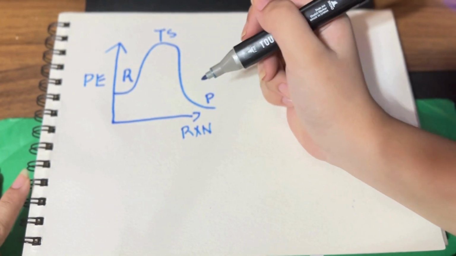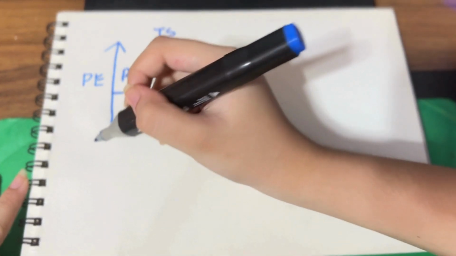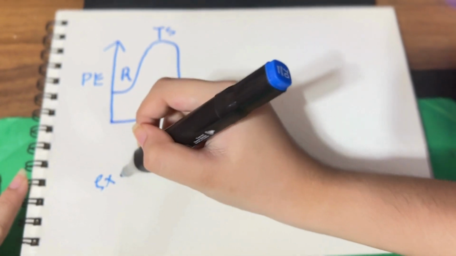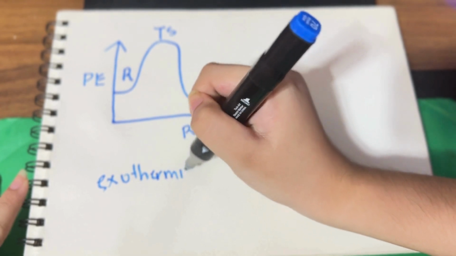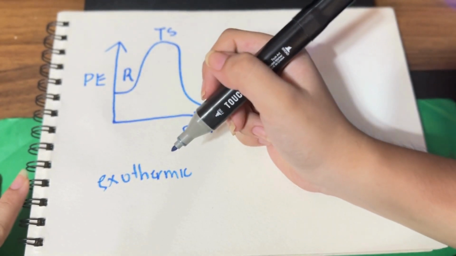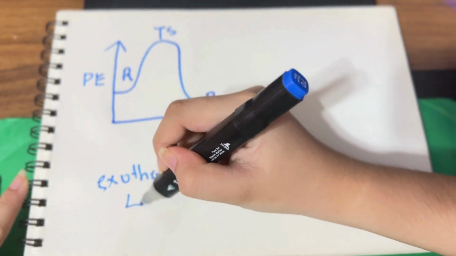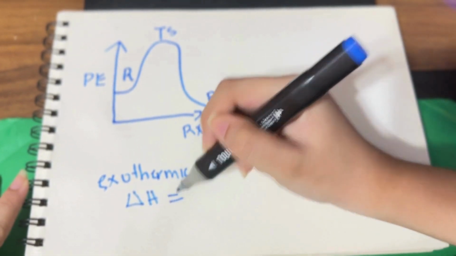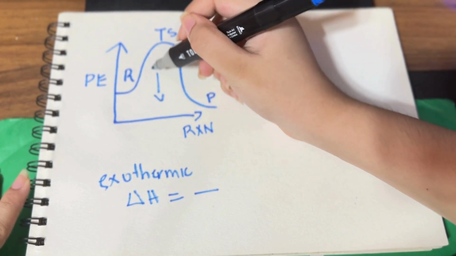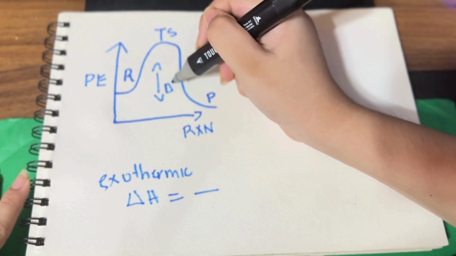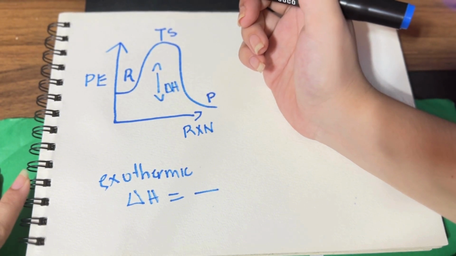So notice that the products have less energy than the reactants. Whenever you see that, this reaction is considered to be an exothermic reaction. Exo means like outside. Exothermic means that heat is released out of the system into the surroundings. So whenever heat is released, the enthalpy of the reaction is negative. As you can see, the enthalpy change is the difference between the potential energy of the products and the reactants. So it's products minus reactants, and because the products have less energy than the reactants, we're going to get a negative value.